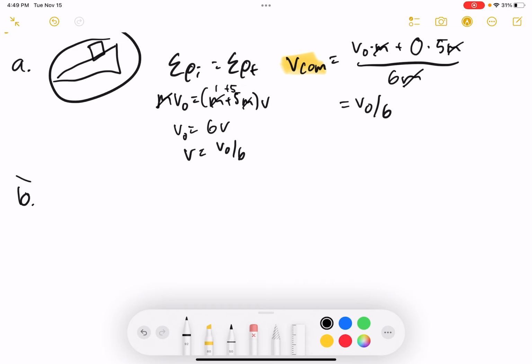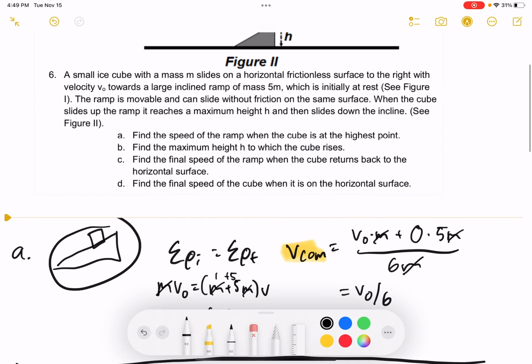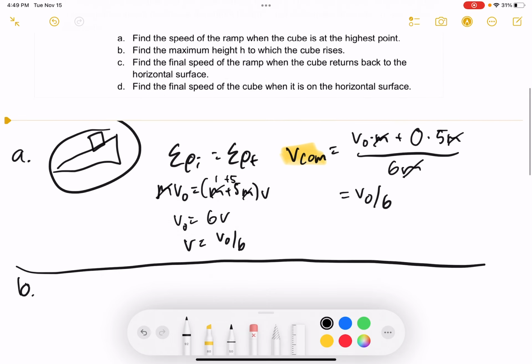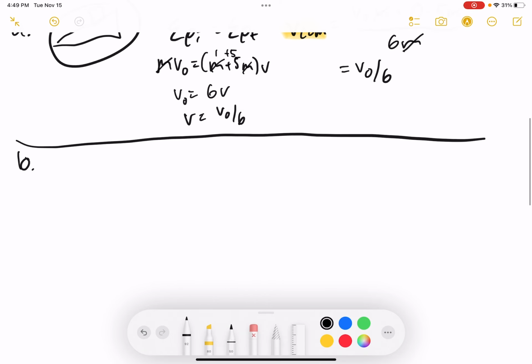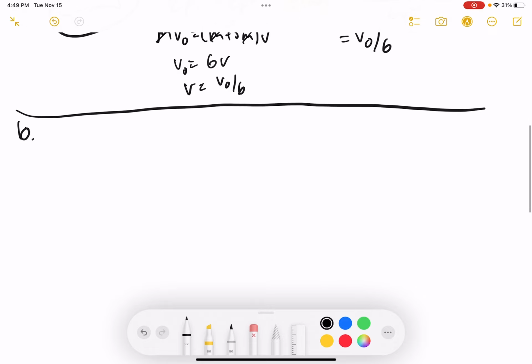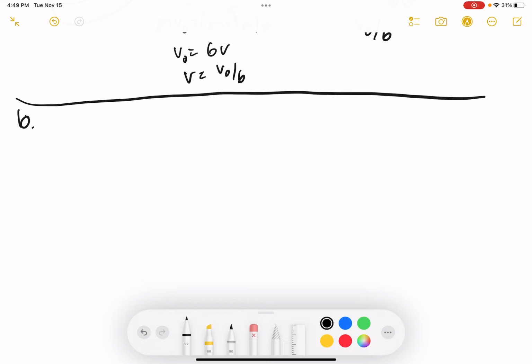Okay, let's go ahead and look at part B. So it says, find the maximum height to which the cube rises. And so this is more of an energy question, okay? When you're thinking of going up and down ramps, that's generally what we associate as an energy question. So we're just going to do energy at the beginning is equal to energy at the end.